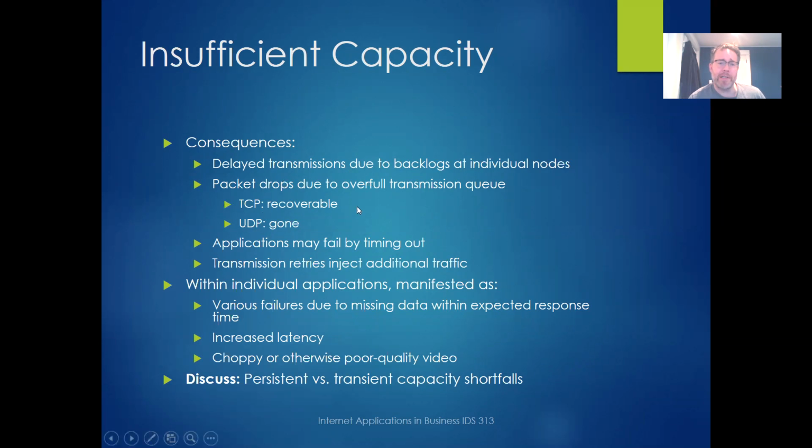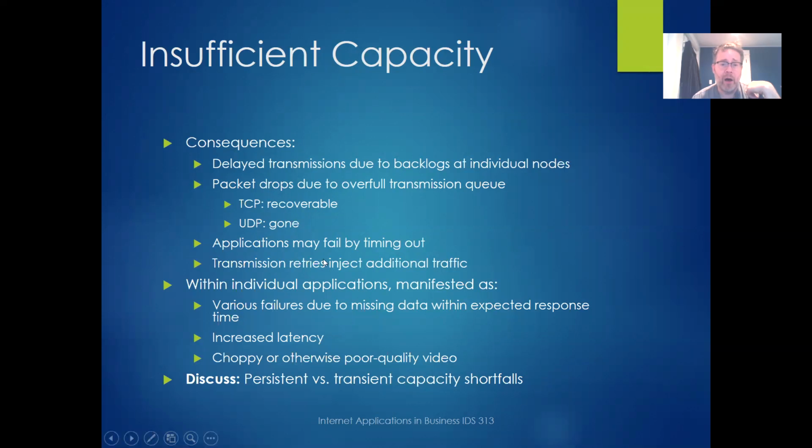Now, if you're using TCP, those lost packets are in a sense recoverable because the system is designed to say, oh, you didn't get this packet. I didn't receive the handshake back from when you should have received it. I'm going to send it again. Problem is, if your system is already busy and you're getting packet drops because the transmission queue is full, then TCP is just going to inject additional traffic into the network and probably make things worse. UDP, on the other hand, if the packets get lost in transmission, they're simply gone. UDP doesn't inherently have a mechanism for recovering from that.